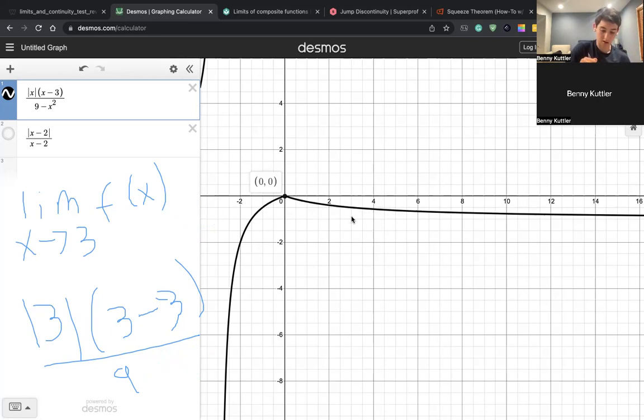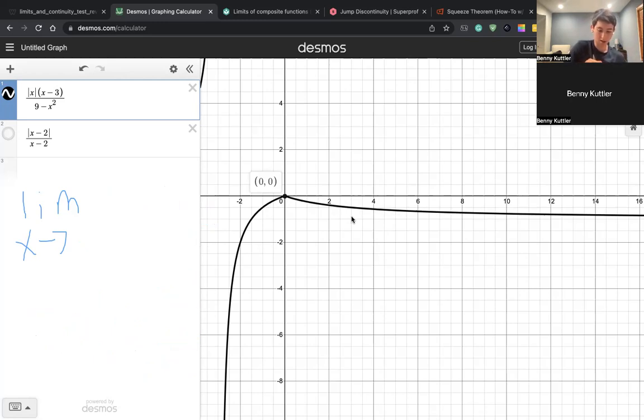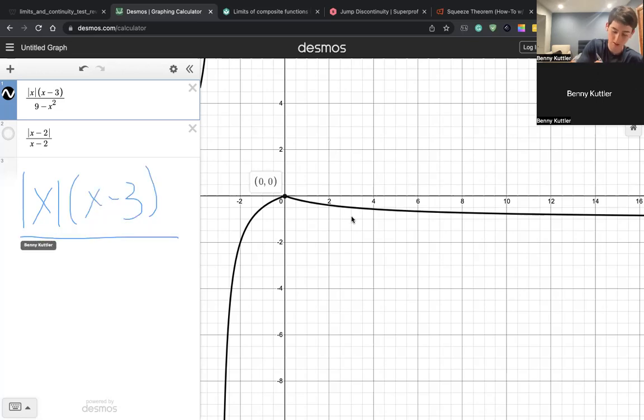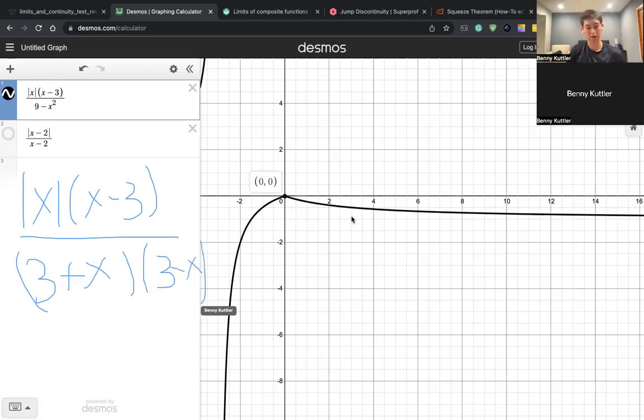So one way we can do this in this case is if we notice that our 9 minus x squared in the denominator can be factored. So then we're left with the absolute value of x times x minus 3, over 9 minus x squared, which factors to be 3 plus x times 3 minus x. And now look at this. This 3 minus x and the x minus 3, they're the same thing, except they're opposite. So one is the negative of the other.